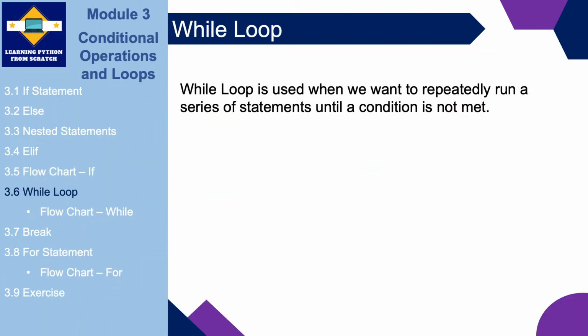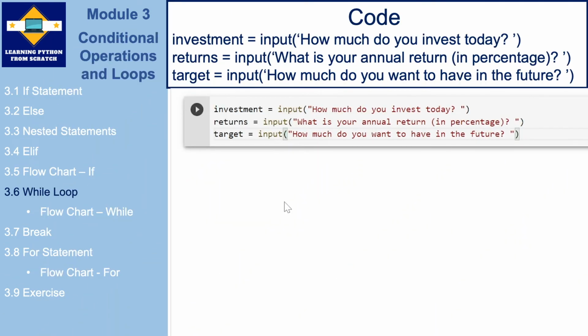The first type of loops we are going to introduce is the while loop, which is used when we want to repeat a series of statements several times until a condition is not met. The body of the loop must be indented, and the body starts after the colon and ends by the first unindented line. Please try the following code.